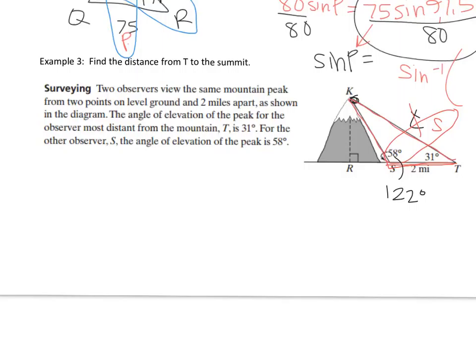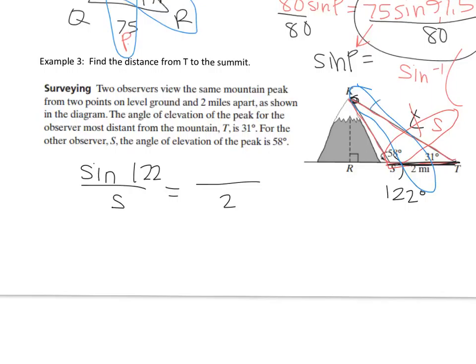So you're going to do sine of 122 is to S as the other angle that I have. Well, I have this side length right here. I have 2 miles. That's the only side length I have, so I have to have 2 miles. But that 2 miles needs to match up with this angle, K, right here. I don't have that angle either, but I can figure that out by doing 180 minus 58 minus 31. That angle is 91 degrees.